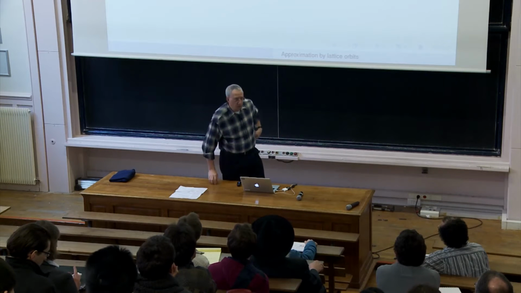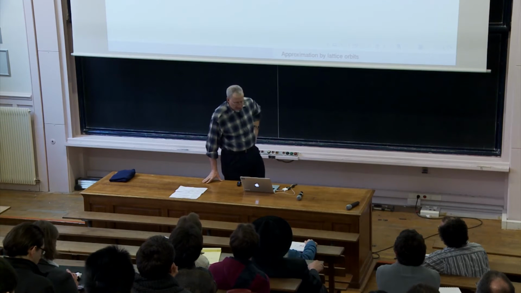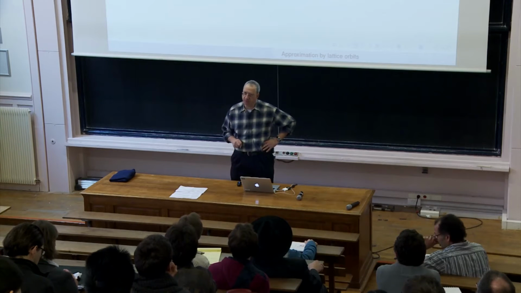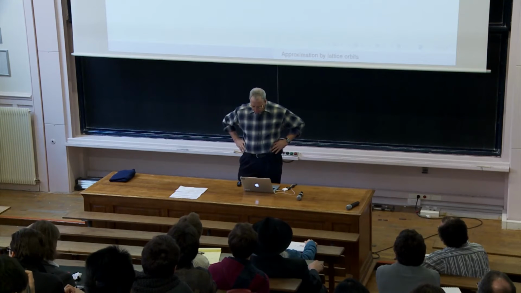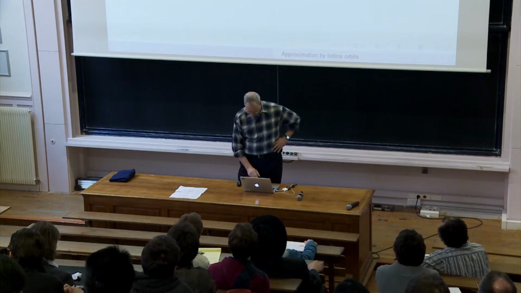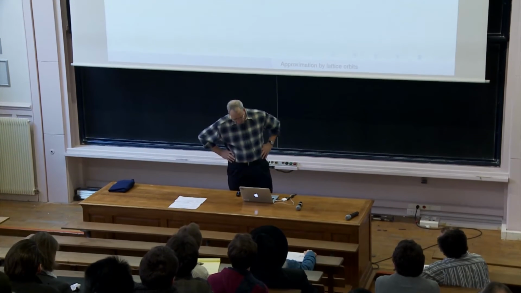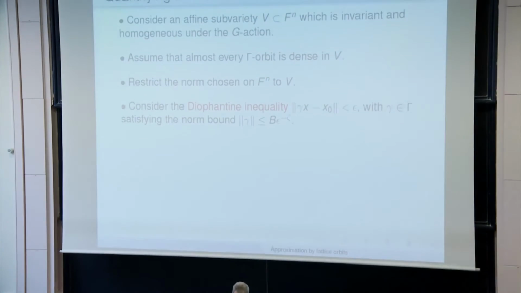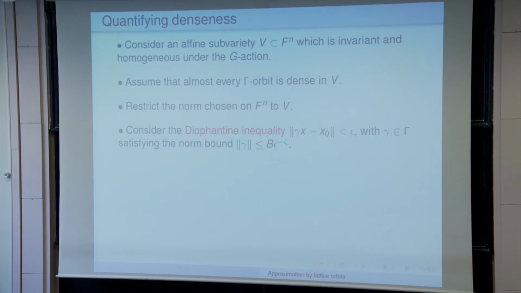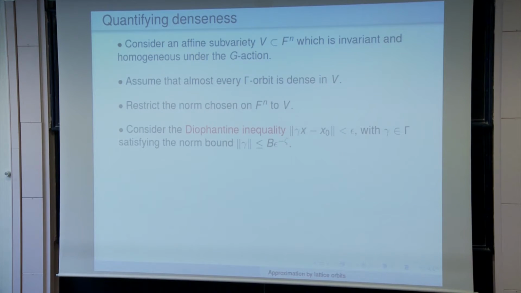Basically, we have that almost every orbit is dense, and we would like to quantify this notion. So we restrict the norm chosen on F^n to V. And we consider the Diophantine inequality, the norm of gamma x minus x_0 less than epsilon, with an element gamma in Gamma satisfying the norm bound: the norm of gamma is less than a constant b times epsilon to the minus zeta. So the norm bound on gamma is a power of 1 over epsilon.